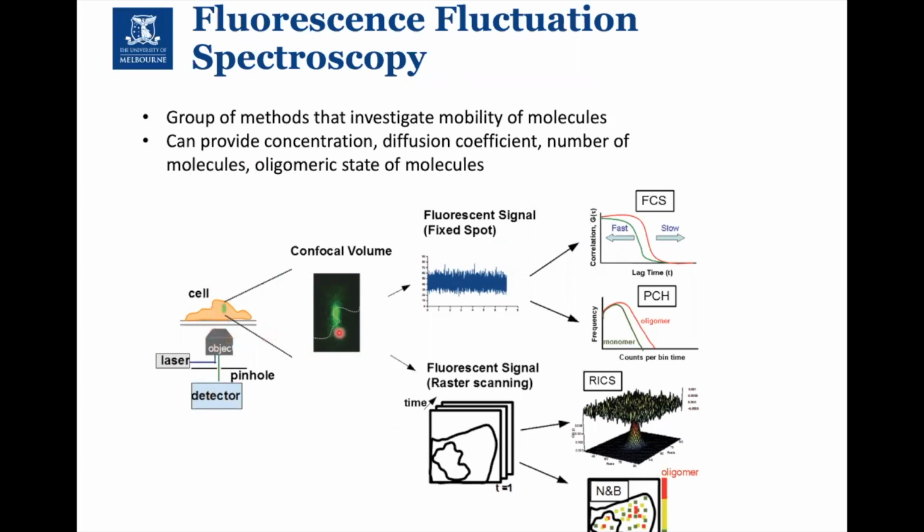And we can either park our laser beam within one spot and look at fluorescent molecules as they come in and out. So we'll see a spike as a fluorescent molecule goes through that spot, a dip as it moves out. And we can do some special mathematics here to really work out what's going on in terms of fast or slow mobility, whether things are monomeric or oligomeric. We can also do some raster scanning, which is what we're doing as we're scanning the confocal across the sample. And again, we can look at things like oligomeric state and mobility across the samples as well.